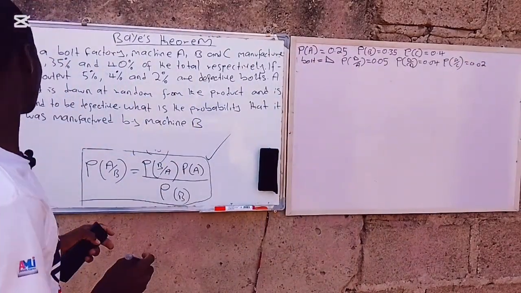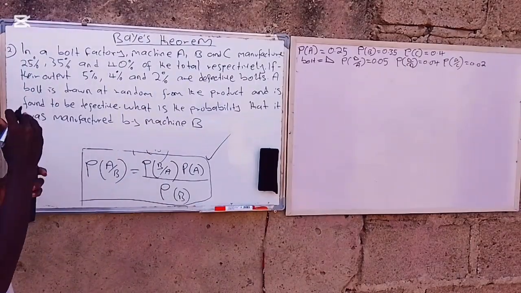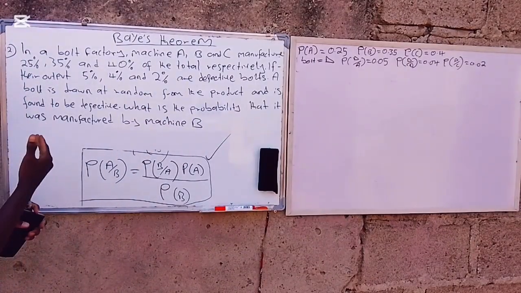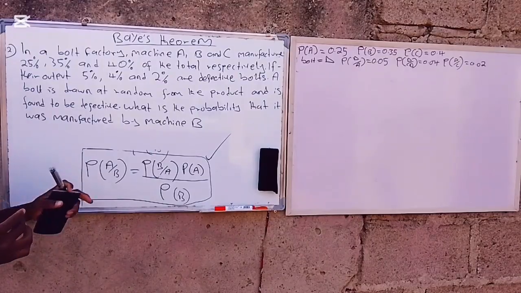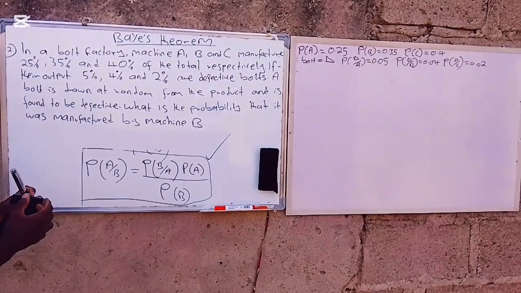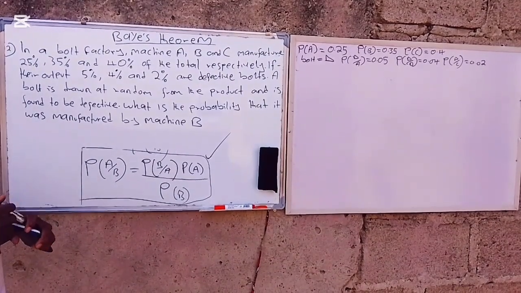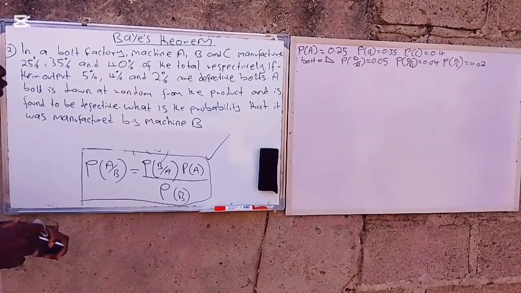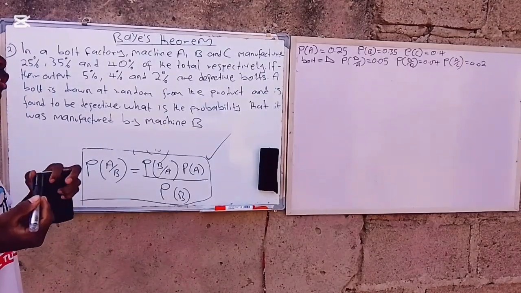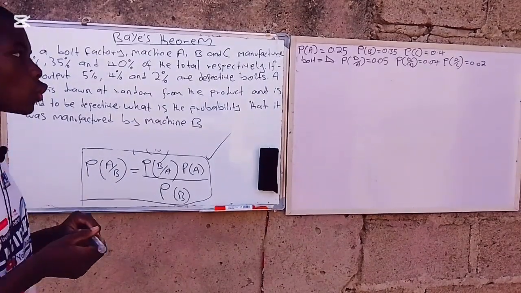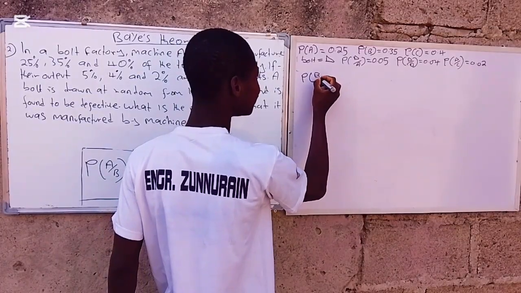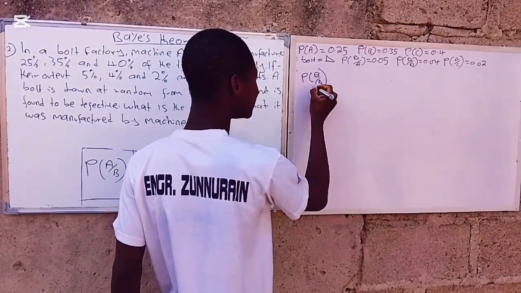Are defective bolts. A bolt is drawn at random from the product and is found to be defective. What is the probability that it was manufactured by machine B? So if the bolt is defective, by D, we are looking for the probability of B against D.